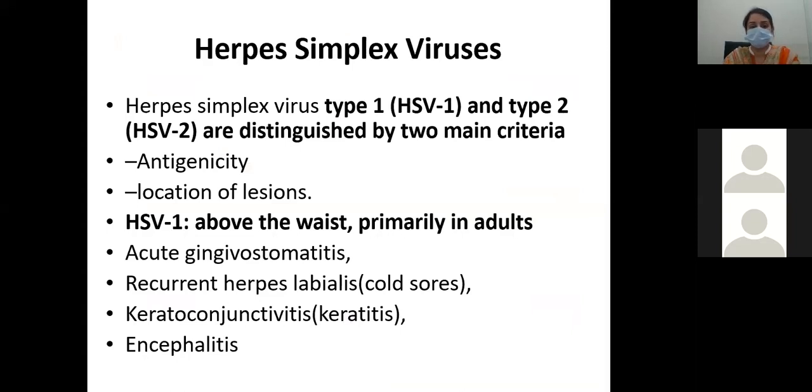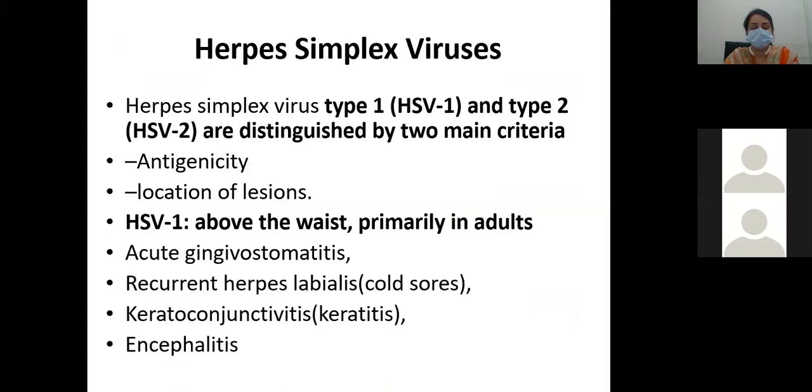Next we start the herpes simplex virus. Herpes simplex virus is of 2 types: type 1 and type 2. They are distinguished on the basis of 2 main criteria. Number 1, antigenicity, and second, location of lesions.